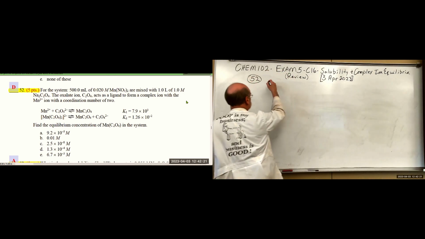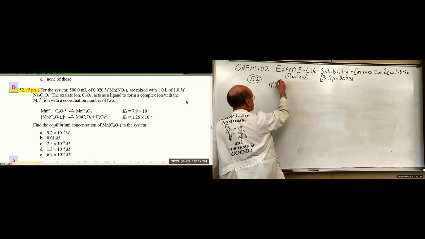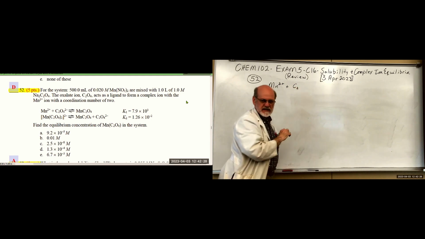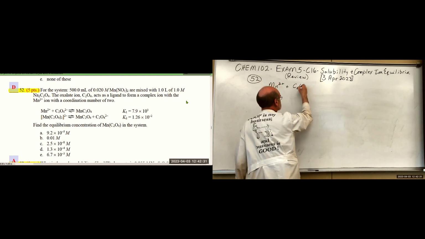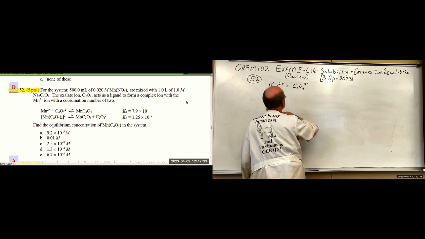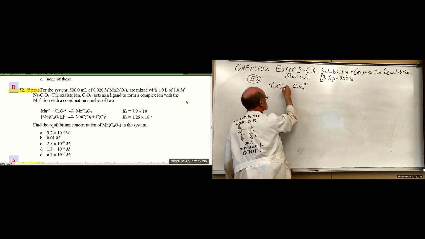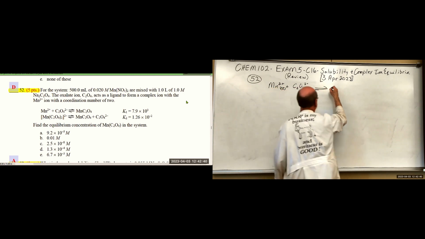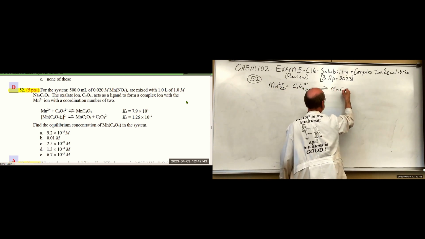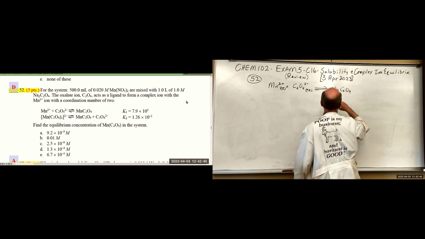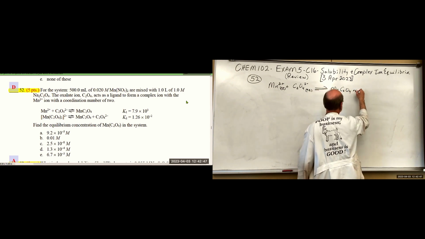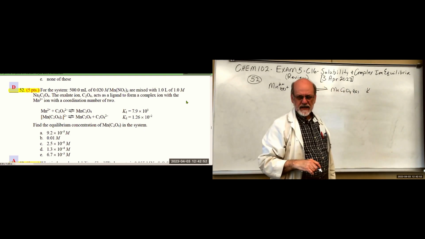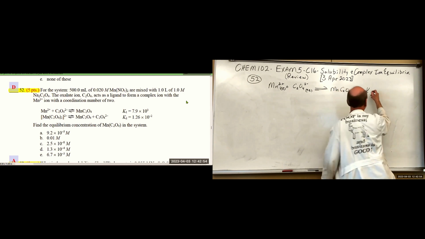So the first one is step 1 with the oxalate ion, and these are aqueous, forming aqueous MnC2O4, and they balance the charge. This is still aqueous. So the first K here is 7.9 times 10 to the third.